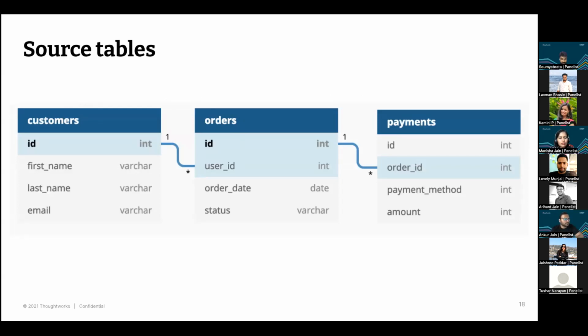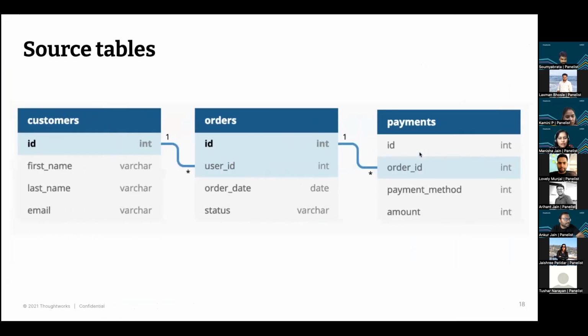So there is a customer table which has ID, the first name, the last name, the email. There's an order table which corresponds to a user ID from the customers table. It has its own ID, the order date, the status. There's the payments table which has ID, order ID, payment method, and amount. So I think using all this information, we can actually create a campaign.